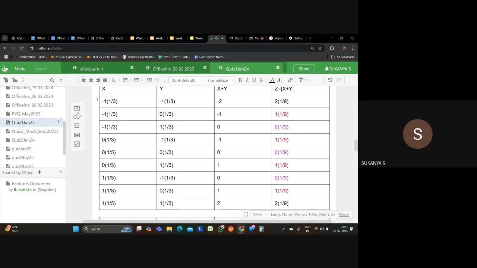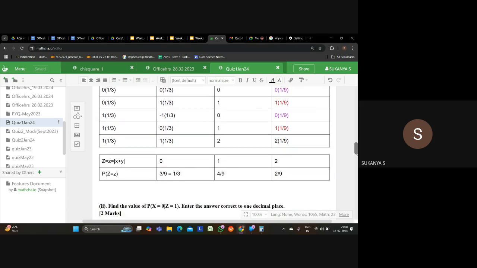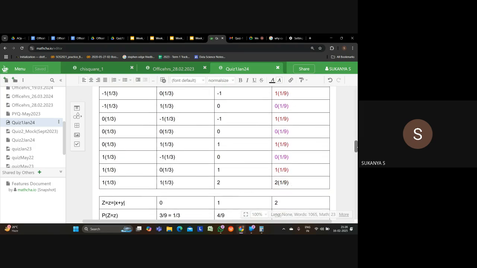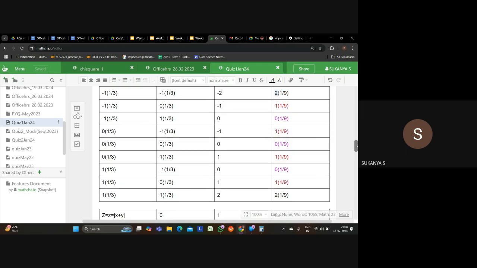You can do that. X can take all the values minus 1, 0, and 1, and Y can also take all the values minus 1, 0, and 1. Just take every combination and see what X plus Y and mod X plus Y are. With respect to how many twos you have, you can write this probability. You can combine these twos and find the total PMF table. Each of these values gets 1 by 9, and the colored ones are to be combined because they give you the same output. Combined in the sense added up.